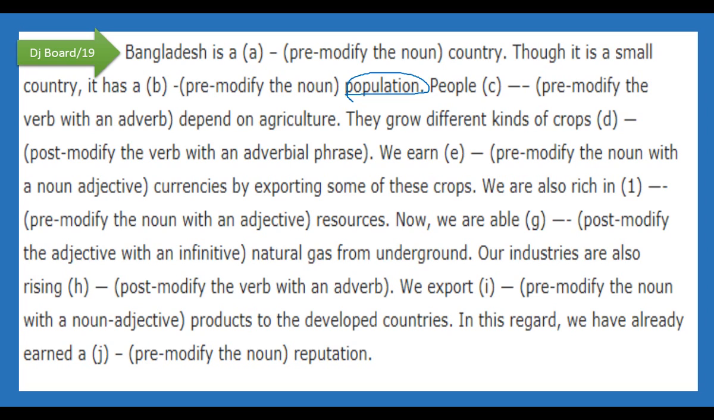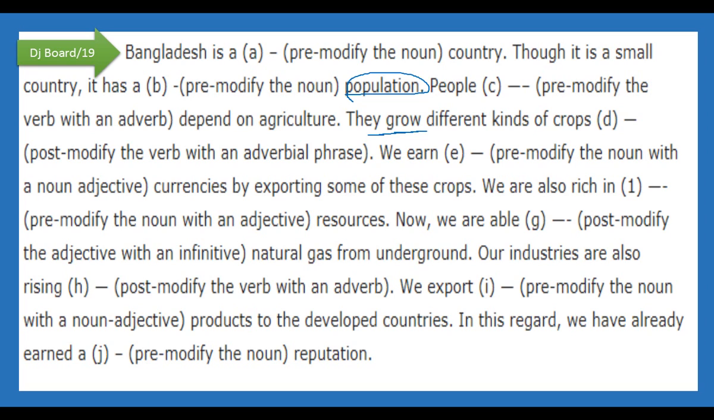They grow different kinds of crops. Post-modify the verb with an adverbial phrase. You will have to post-modify the verb grow. There is a verb grow. You will have to modify this word grow. They grow different kinds of crops in their fields or all the year round. The answer will be they grow different kinds of crops in their fields or all the year round. That is an adverbial phrase.